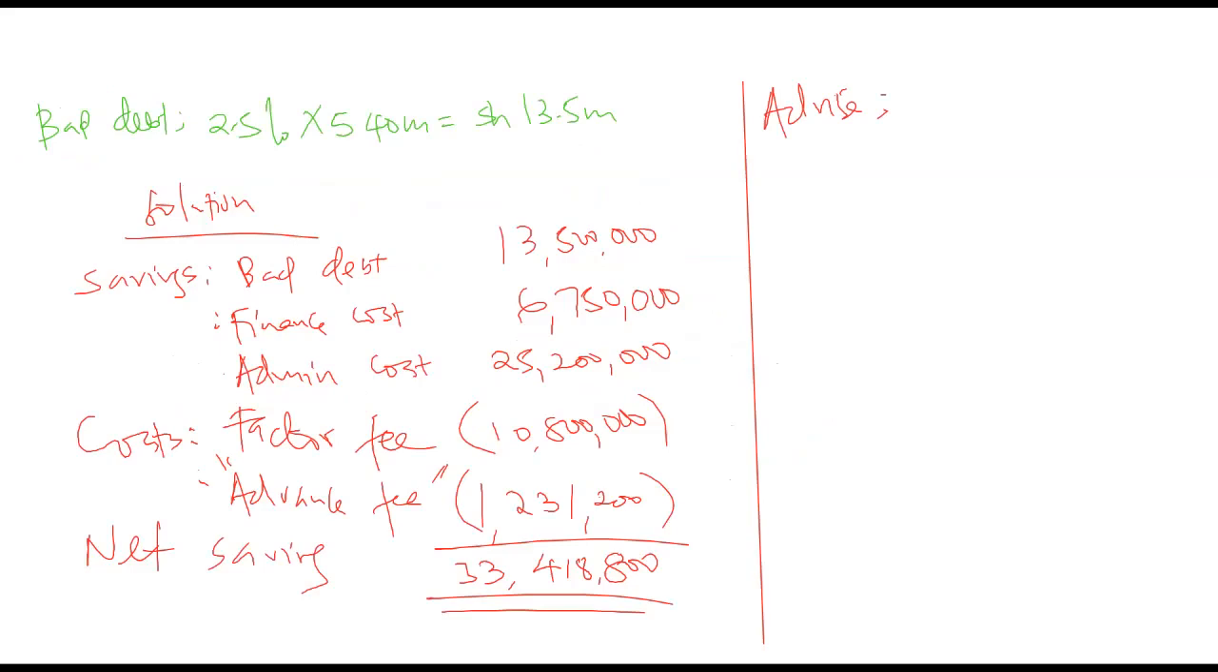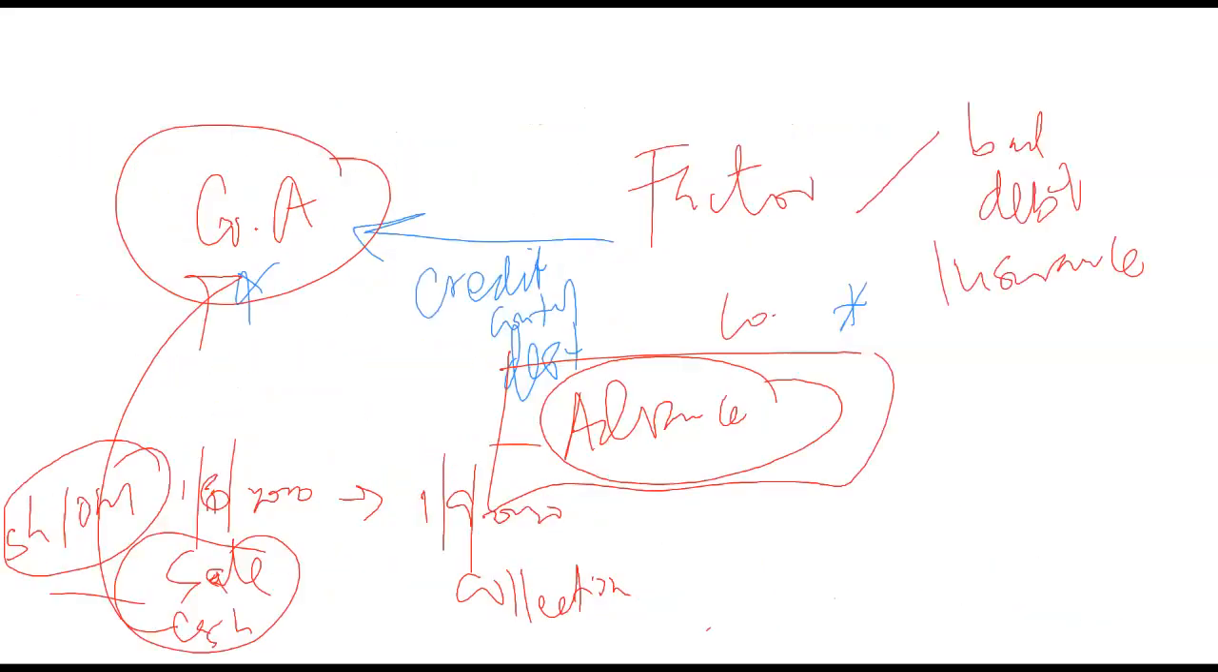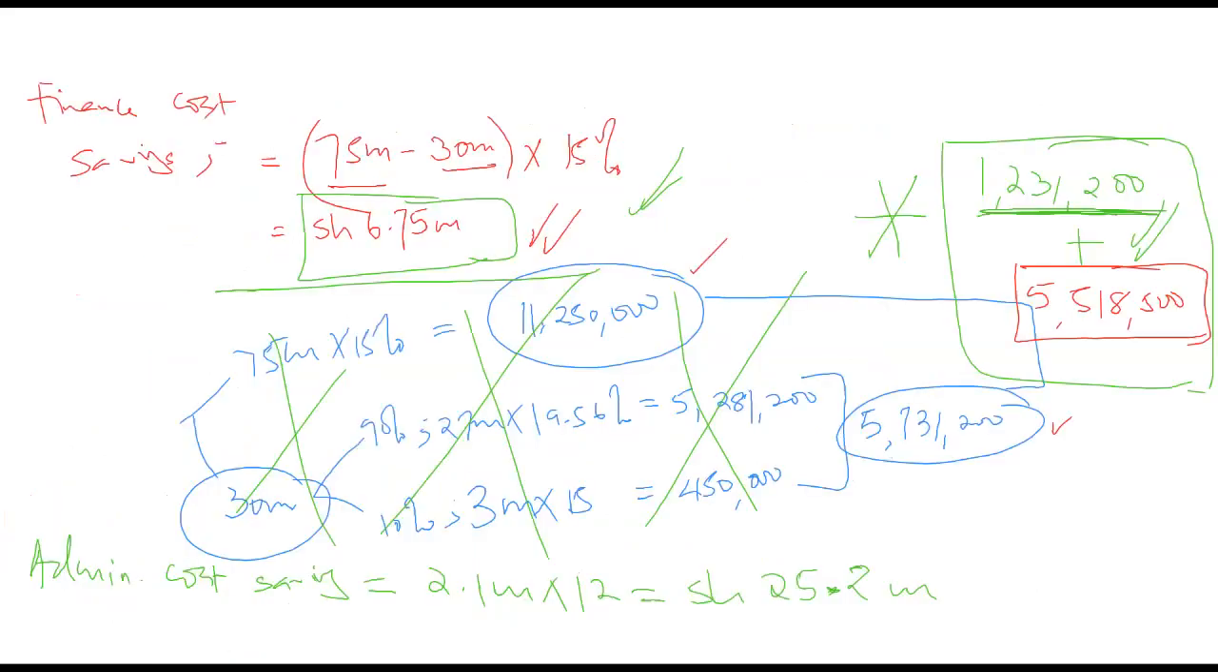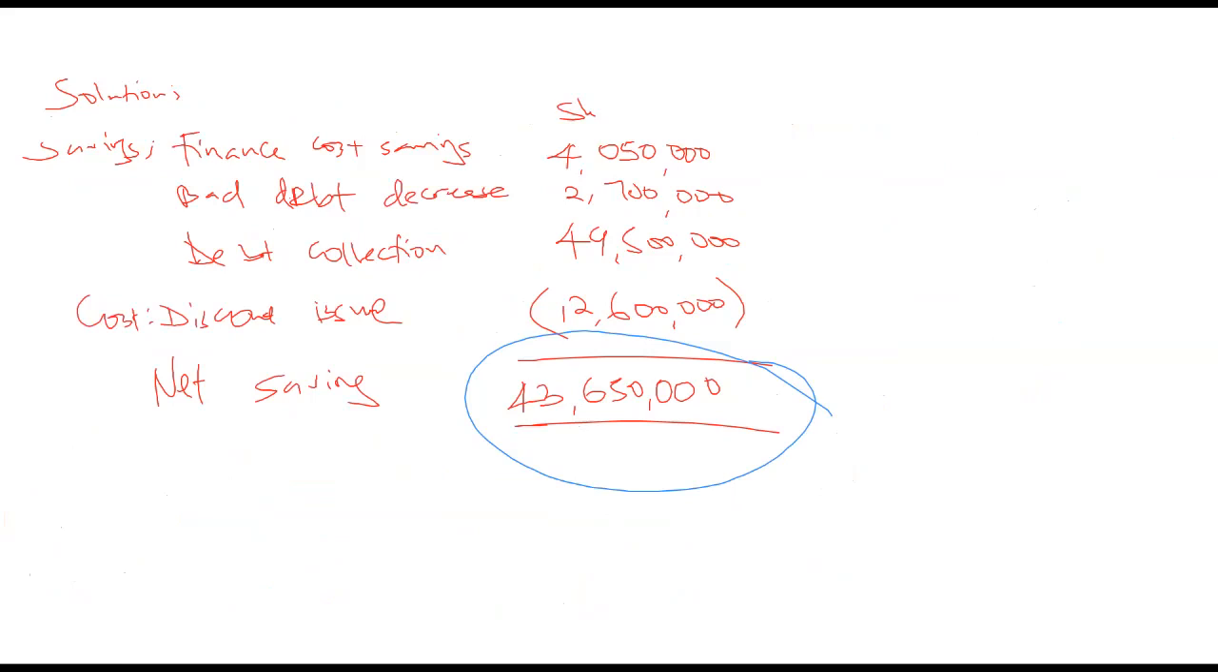I can't see the screen nicely, I'm just using values that I'm figuring out. The answer I'm having is 33,418,800, the same. Okay, fair enough. Then you can compare the saving for strategy B, which is 33 million. For A, we got 40 something. Yes, 43,650.